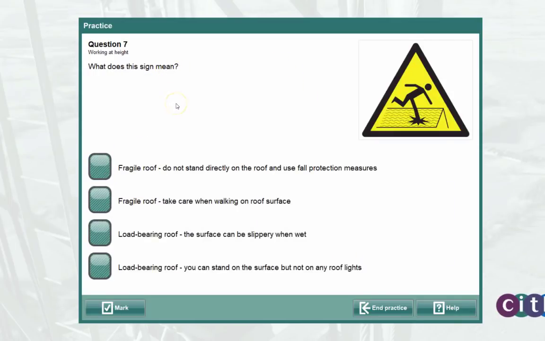What does this sign mean? Fragile roof. Do not stand directly on the roof and use fall protection measures. Fragile roof. Take care when walking on roof surface. Load-bearing roof. The surface can be slippery when wet. Load-bearing roof. You can stand on the surface but not on any roof lights.